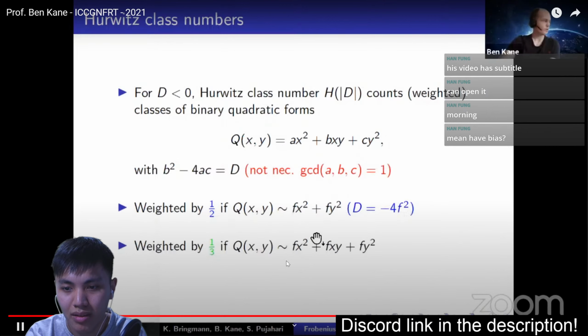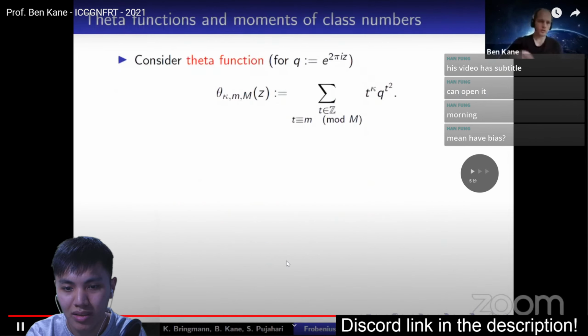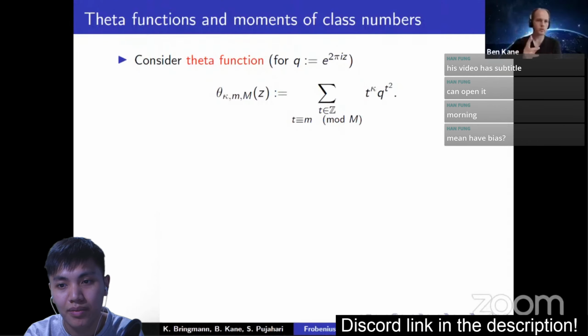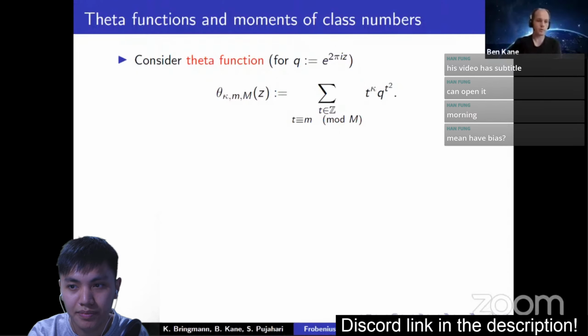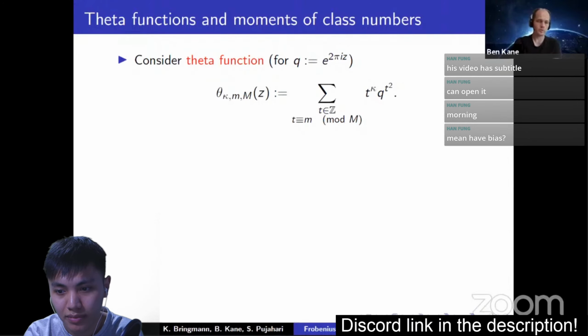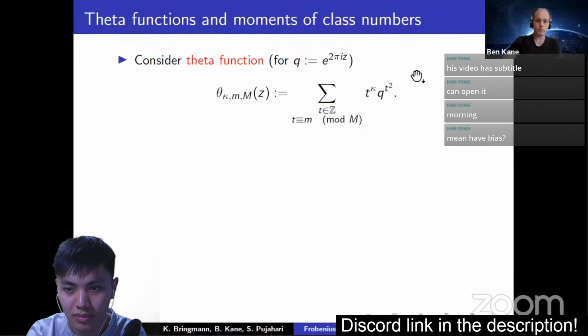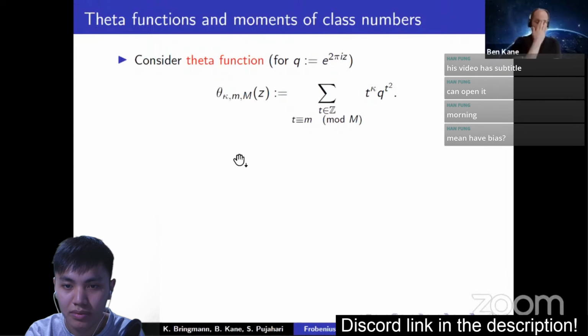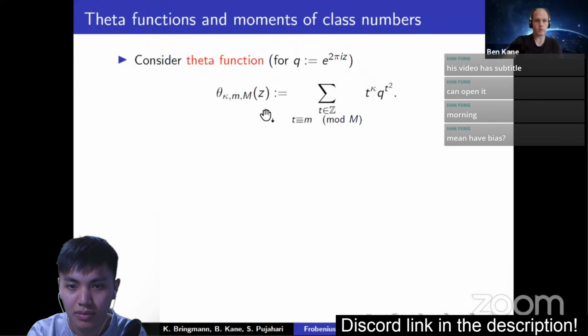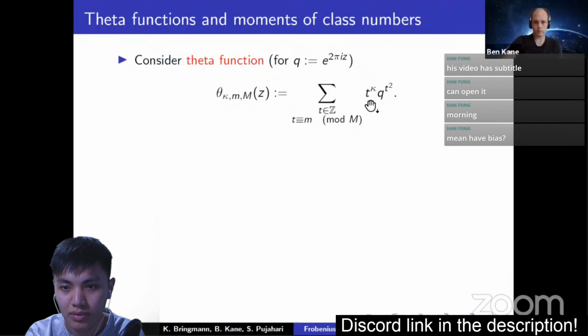By a third if they're equivalent to x squared plus xy. Okay. The thing is we're going to view these class number moments as coefficients of automorphic forms or modular forms in some setting. So we want to build generating functions that have these as their coefficients, and that's how we're going to proceed forward. We start out with a theta function, which is just exactly the moment showing up. So this t is satisfying the same congruence conditions. We take t to the kappa, right?